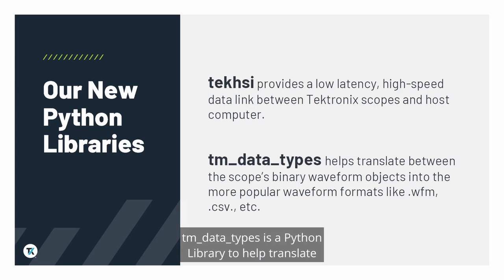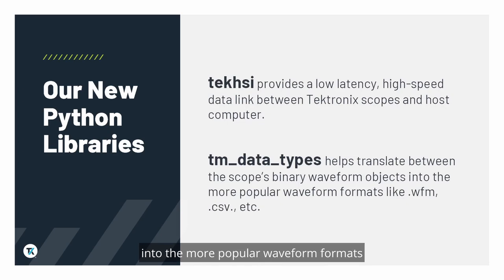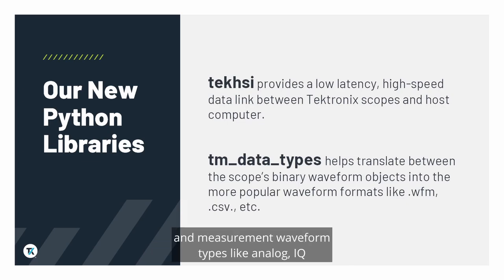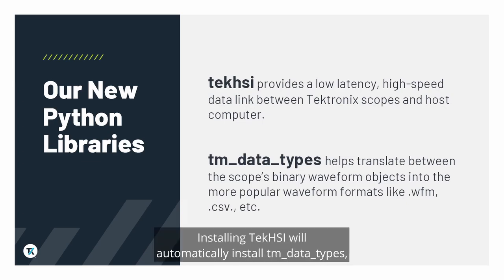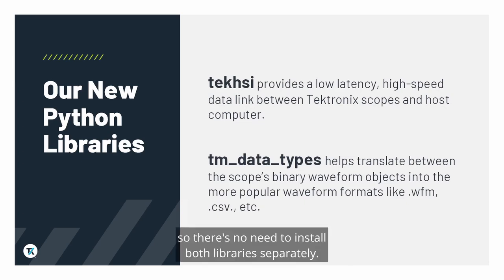TM data types is a Python library to help translate between the scope's binary waveform objects into the more popular waveform formats like .wfrm, .csv, etc. The TM data types Python library also provides Pythonic data types for standard test and measurement waveform types like analog, IQ, and digital signals. Installing TekHSI will automatically install TM data types, so there's no need to install both libraries separately.